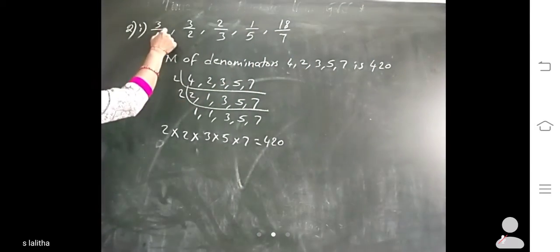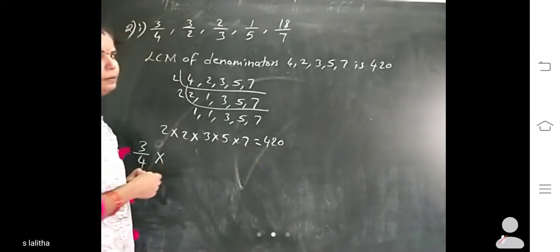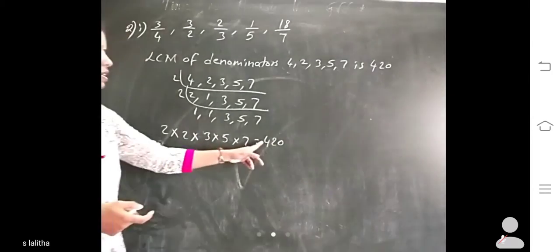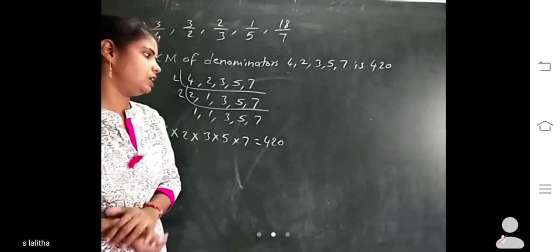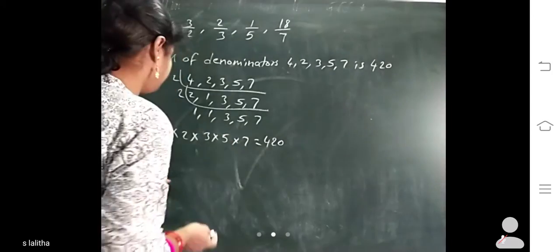Now take the first fraction. What is the first fraction? 3 by 4. Now you have to multiply. In the 4 table, how many times is 420? 4 fours are 16, 4 fives are 20, so 105 times.